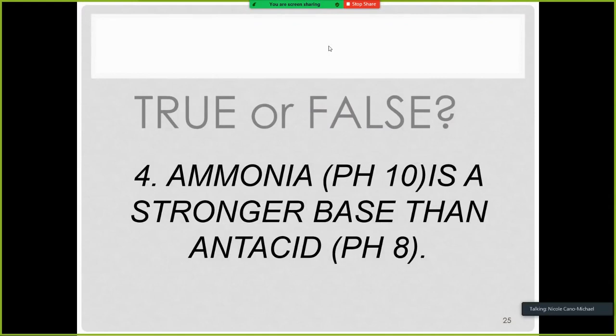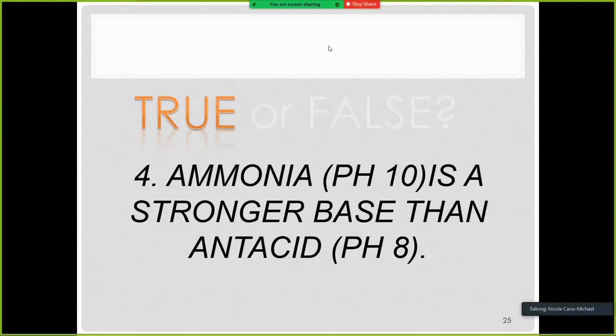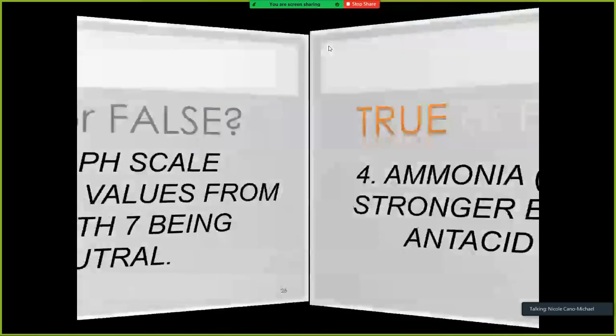All right, true or false? Ammonia, pH 10, is a stronger base than an antacid, pH 8. All right, this is true. Remember, the further away from 7 that you get, the stronger the acid or the stronger the base. pH 10 is further away from 7 than 8 is. It's 3 steps away versus 1 step away from 7. Think of a number line. So that is a true statement.